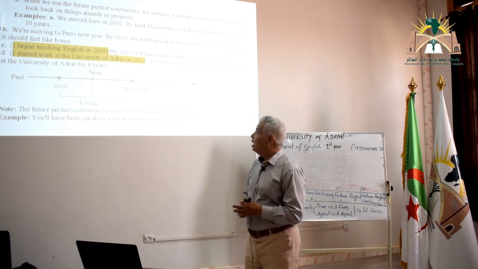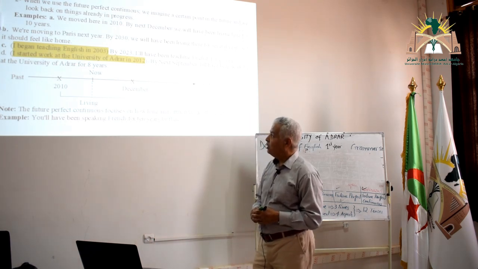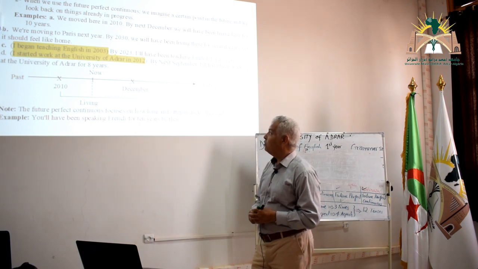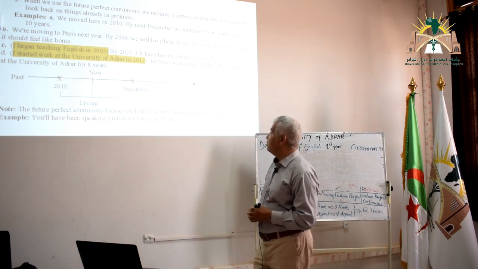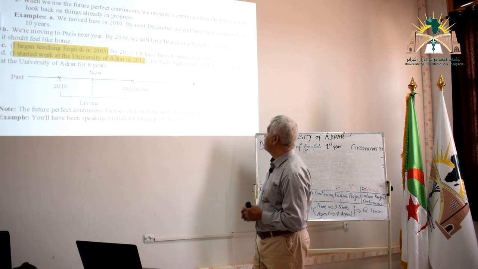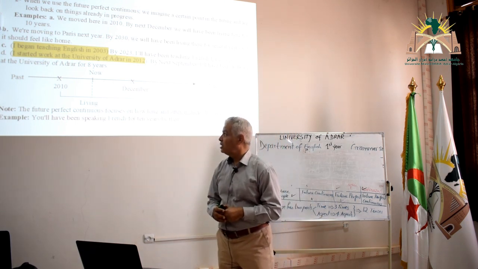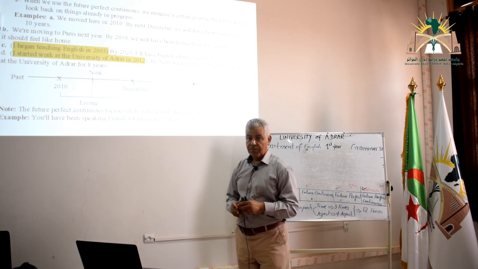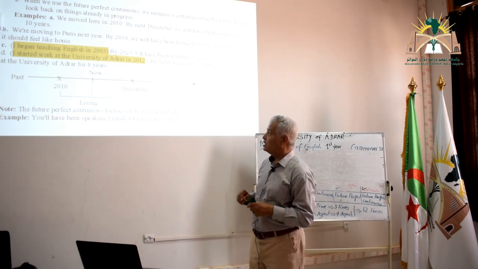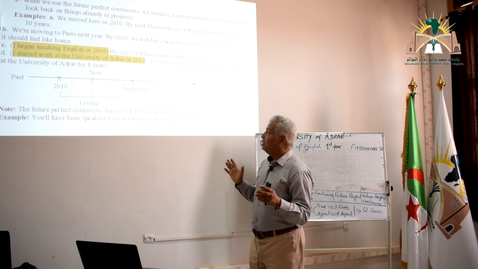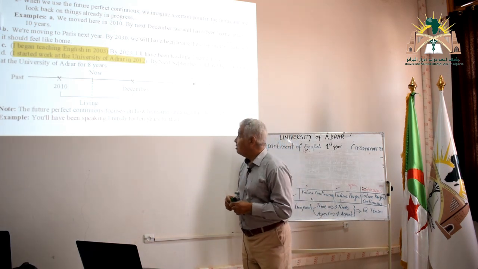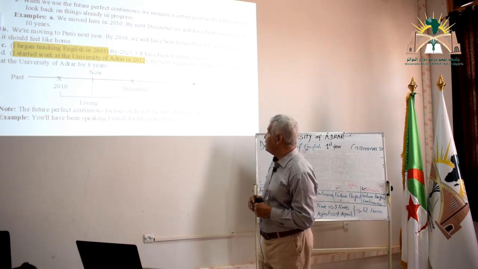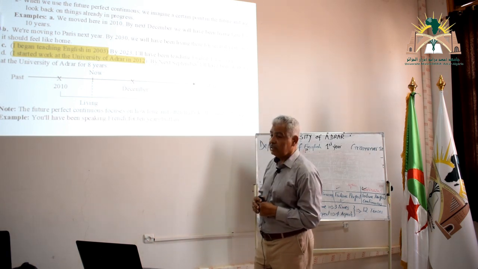All right, we carry on. We were at example B. We were moving to Paris next year. By 2030, we will have been living there for several years, and it should feel like home. The next example, C, has the context between brackets: I began teaching English in 2003. I can say by 2023, I will have been teaching English for 20 years.